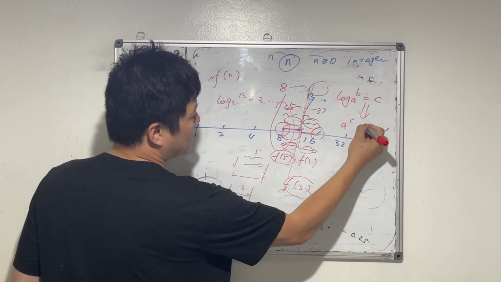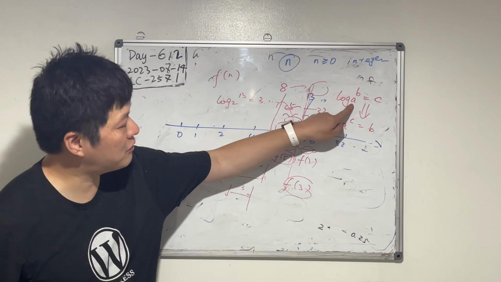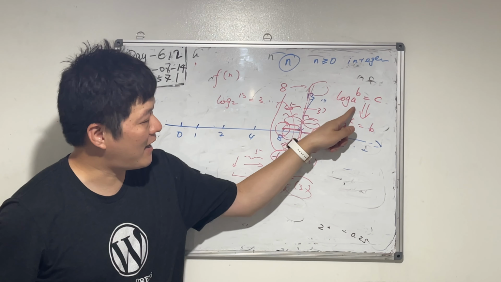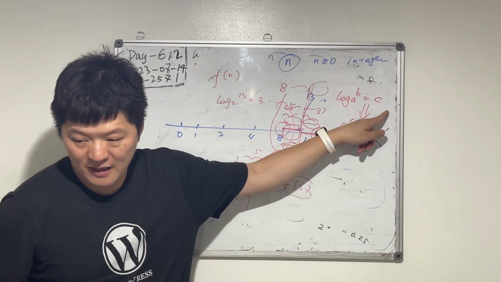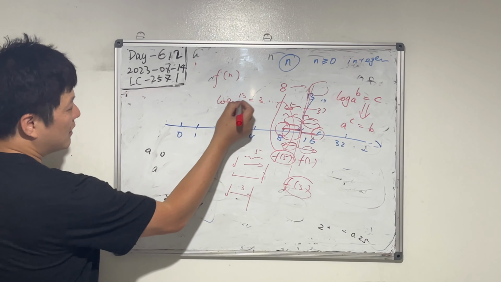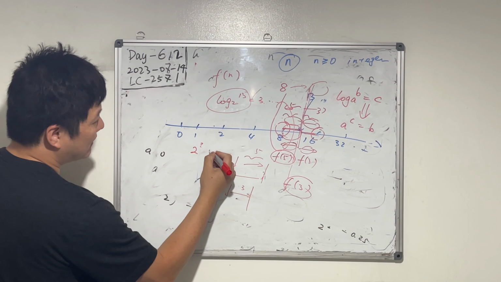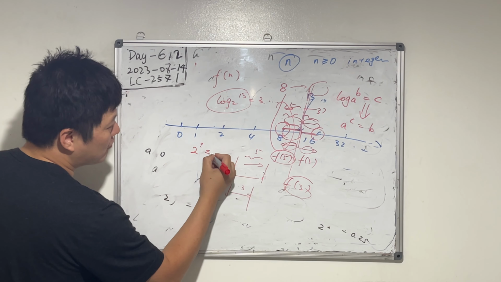A to the power of C equals B, so we can write it this way: log A, B, C. Okay? So log 2, 13 means that 2 to the power of what is smaller or equal than 13.